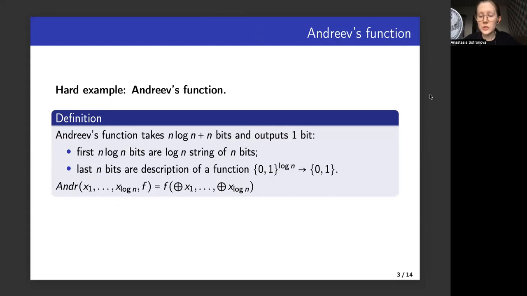The hard example for which Håstad's lower bound is achieved is called Andreev's function. It is defined as on the slide. Andreev's function takes n log n plus n bits and outputs 1 bit. The first n log n bits are essentially an input. It's log n strings of n bits. And the last n bits are a description of a Boolean function f, which takes log n bits and outputs 1 bit. So we take those log n strings, and for each string, we XOR the n bits that are included in the string, and we feed it as an input to the function f.